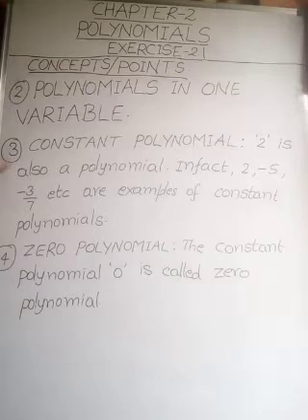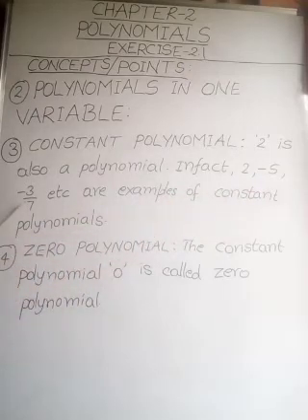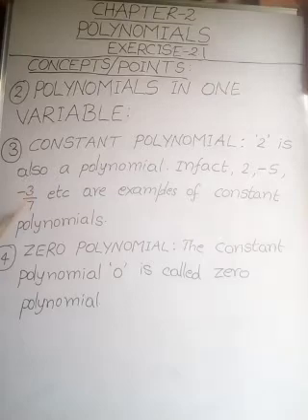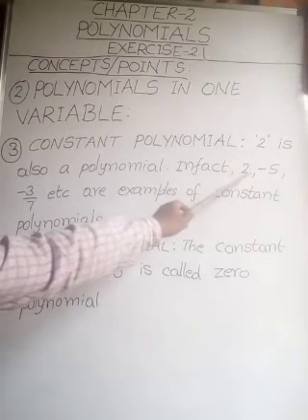Right. Now come to the next point, constant polynomial. What is meant by a constant polynomial? See here, 2. 2 is also a polynomial. In fact, 2, minus 5, minus 3 by 7 are all examples of constant polynomials. Here no variable is there. Only constants are given. That is why these are called constant polynomials. Is it clear, my dear children? Only one term. 2 is one term. In that polynomial, only one term is there.